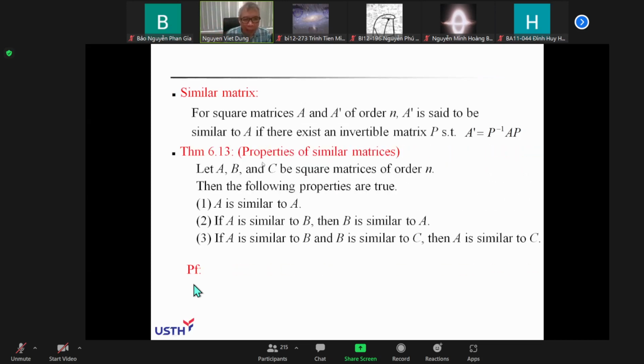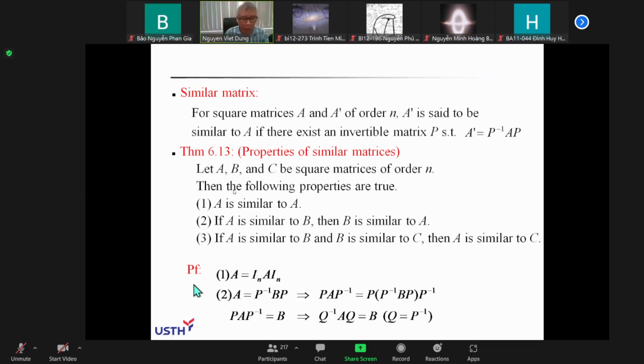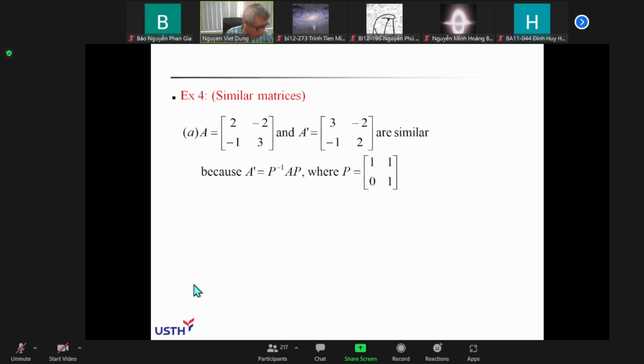And here are some properties for similar matrices, so I can go very fast here. A is always similar to itself. If A is similar to B, then B is similar to A. And if A is similar to B and B is similar to C, then A will be similar to C. That is something you can verify by yourself. Here are some explanations; it is already written in the slide on the Moodle. You can read it by yourself.